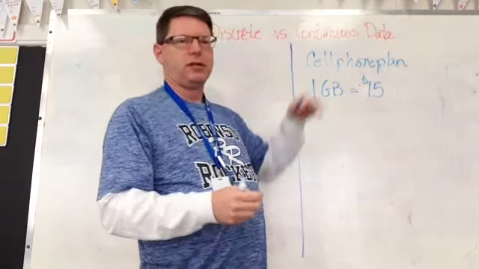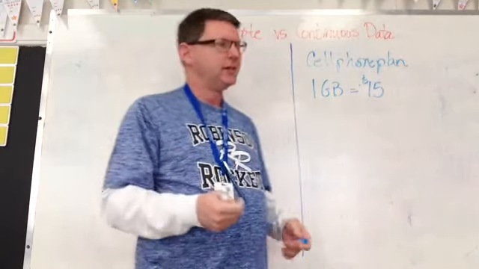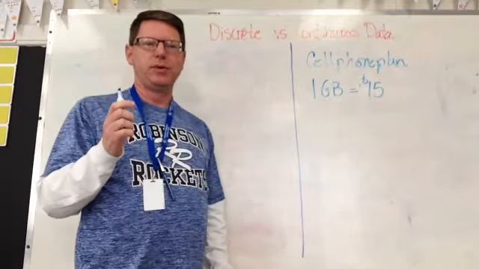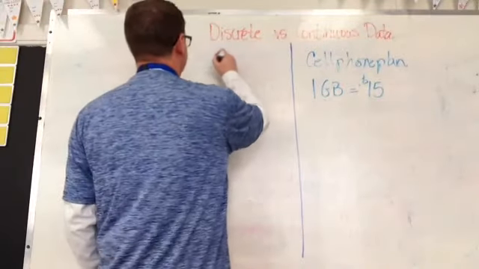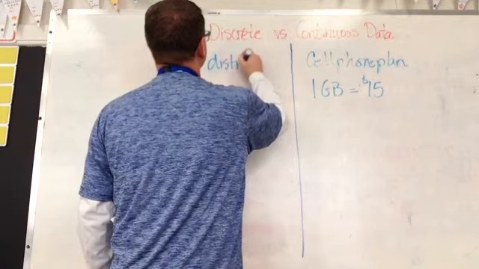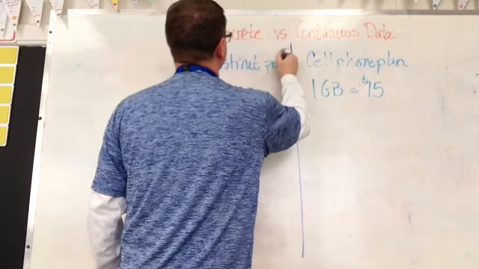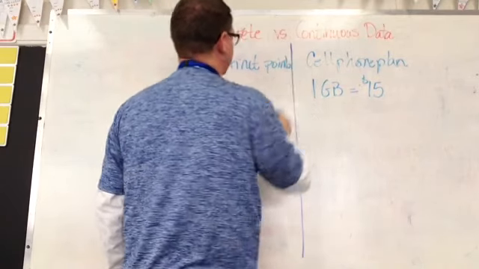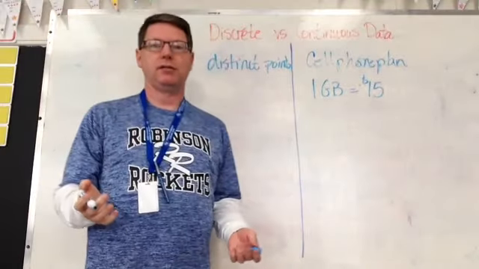I didn't put a definition because it's continuous. That's all it is. Now discrete data is a little bit different. Discrete has distinct data points. Okay? And it's not continuous.